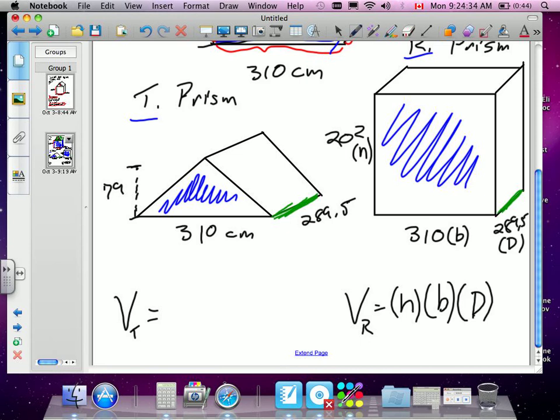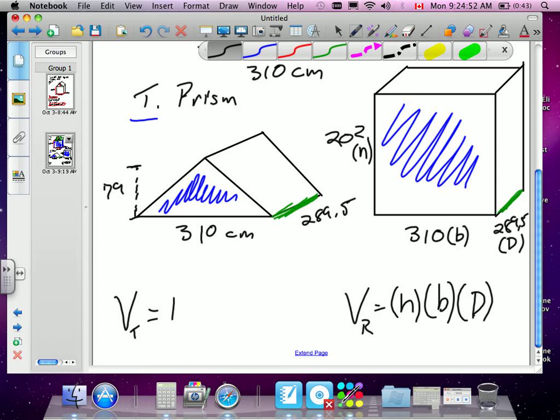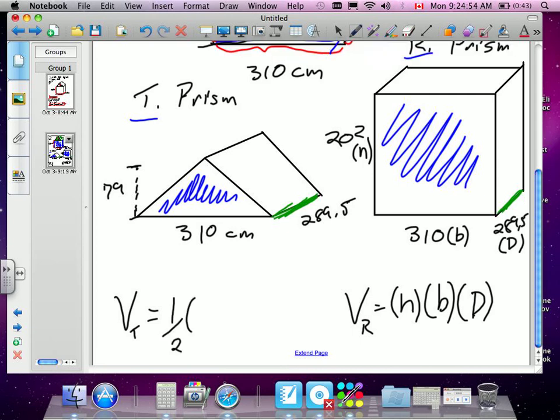The volume of the triangular prism is a little different. We have to find the area of its face. So remember, the area of a triangle will be 1/2 times the base, which is here, times the height. This is our height. And then I said again, we've got to multiply by the depth. So we just add d in at the end.